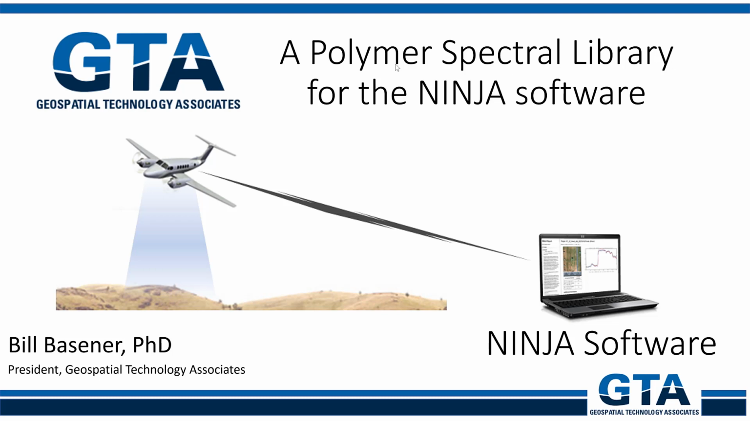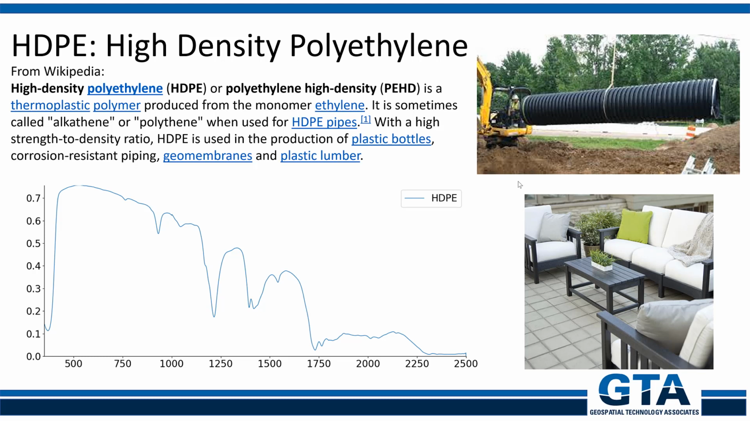So in this video, we're going to talk about how we compile spectra for a spectral library, in the context of an example library that includes polymers. When you're building a spectral library, you want to think of not just the spectra, but actually what the materials are that you're going to be looking for and what the features of those spectra are. So let's get started.